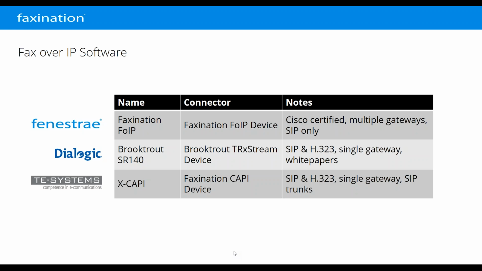If you need G711 or H323, and you have to connect to multiple gateways, then you'll have to have more than one device with the XCAPI or the Brooktrot SR140. So keep that in mind. I think a clear answer. All right? Anything to add to that?